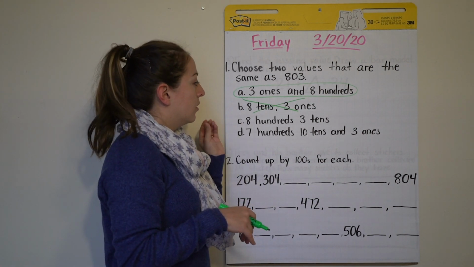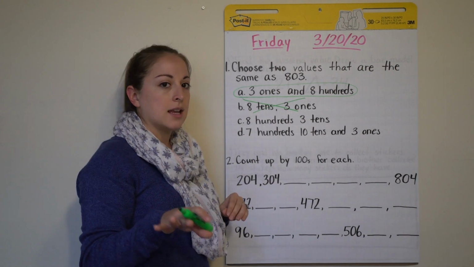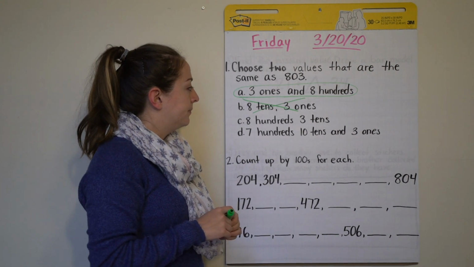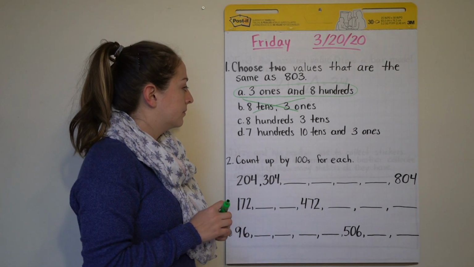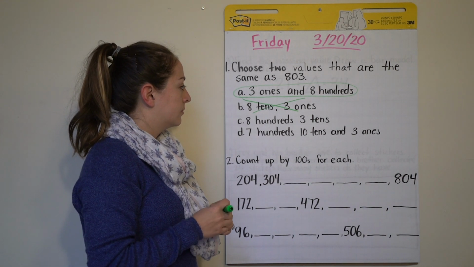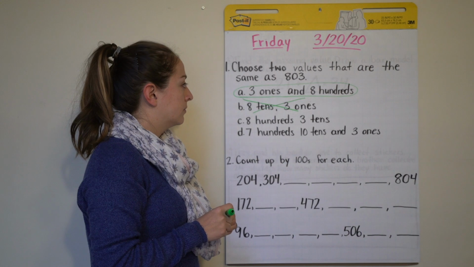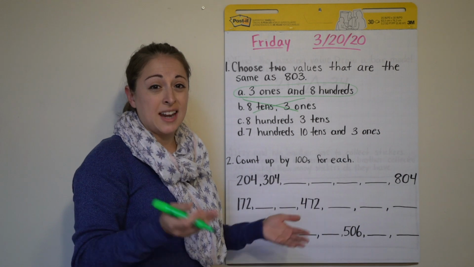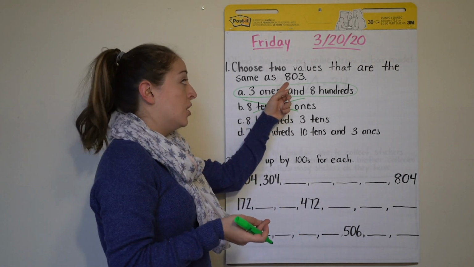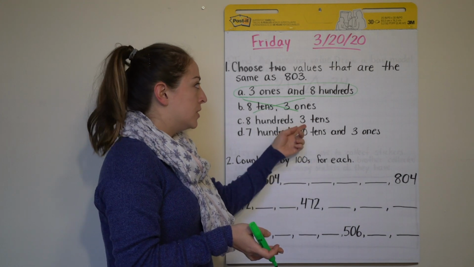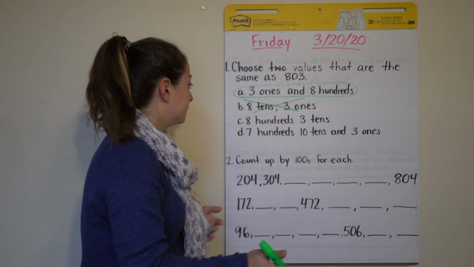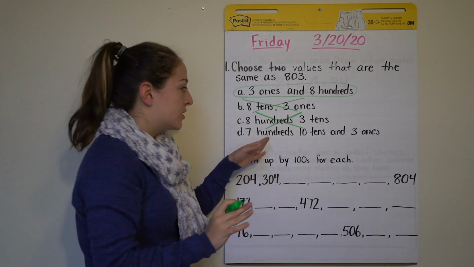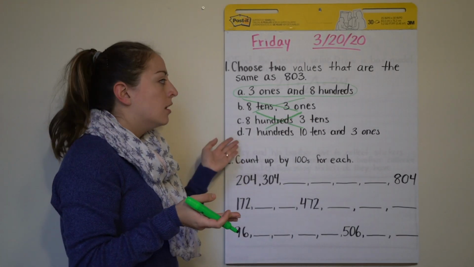8 hundreds, 3 tens. Take a second to think about if that is the same as 803. Okay, so hopefully you crossed it out. Although we do have 8 hundreds, we don't have 3 tens. We have 0. Now, before we say that this one's correct, because we have to choose 2 values, let's really think about that one.